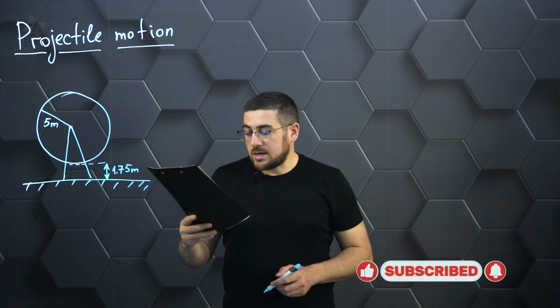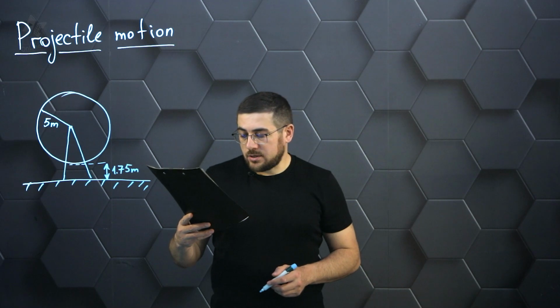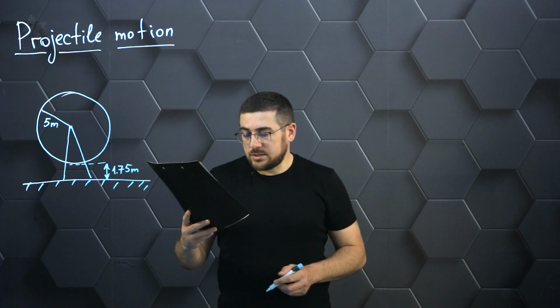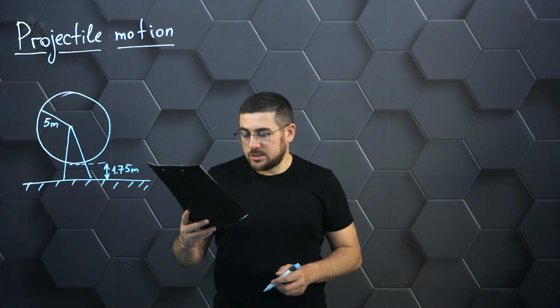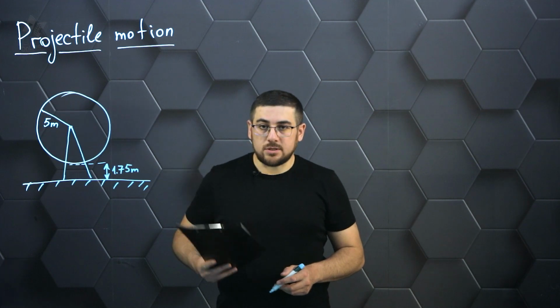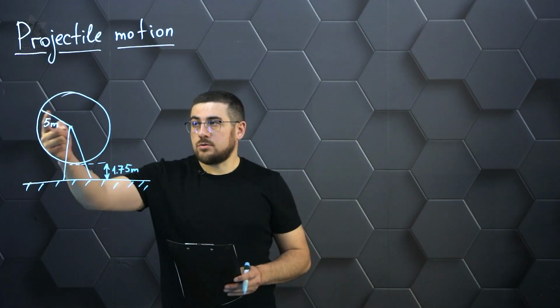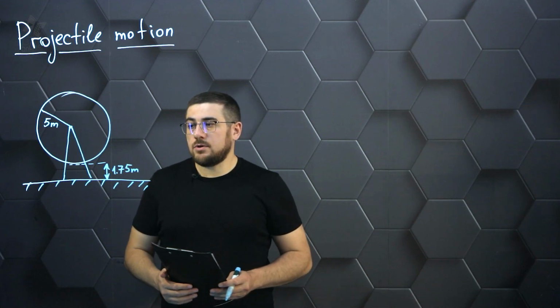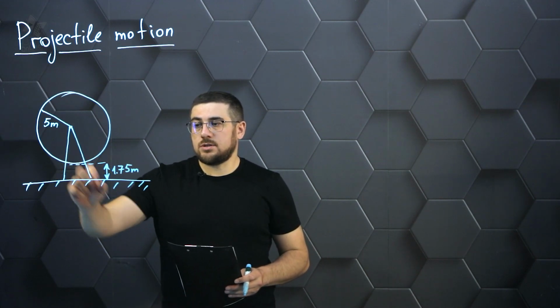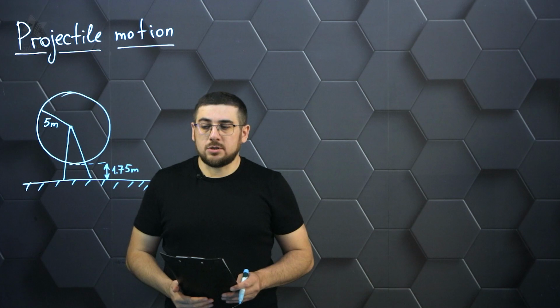First question, what is the average speed of a passenger on the Ferris wheel? And the second question, if a visitor drops a stuffed toy from the top of the wheel, where will it land? The data we see here in the figure shows that the radius of the wheel is known to be 5 meters, and the bottom of the wheel is 1.75 meters above ground level.